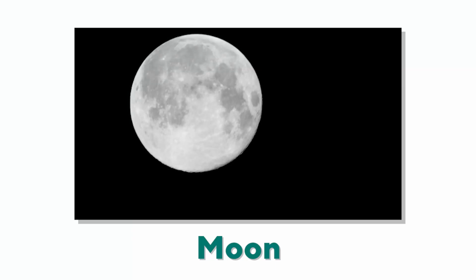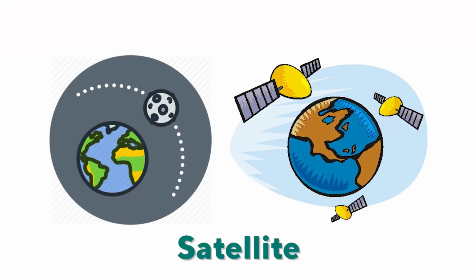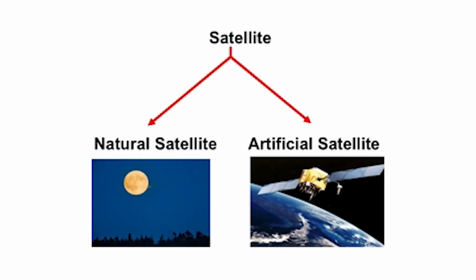The moon is the Earth's natural satellite. What is a satellite? To put in simple terms, satellite is a smaller object that goes around a bigger object. There are two kinds of satellites, natural satellite and artificial satellites. Moon is a natural satellite. The International Space Station, that is the artificial or man-made satellite.